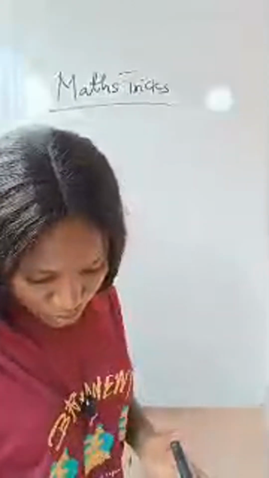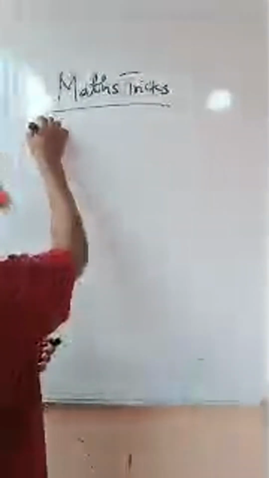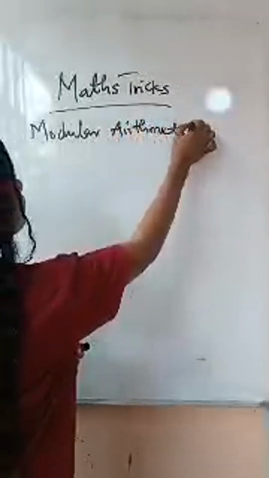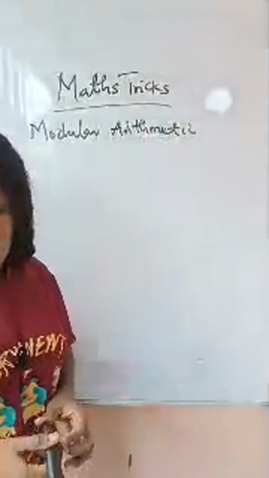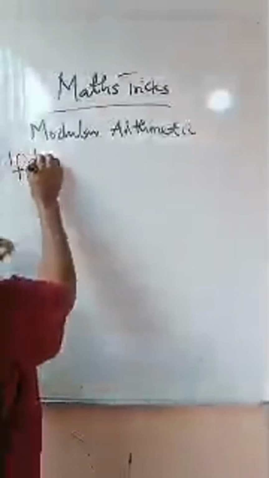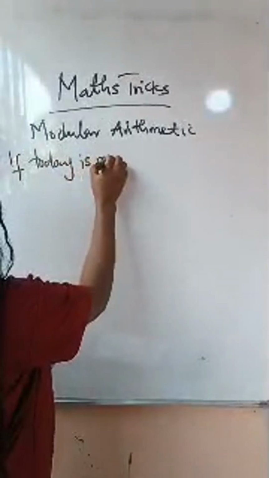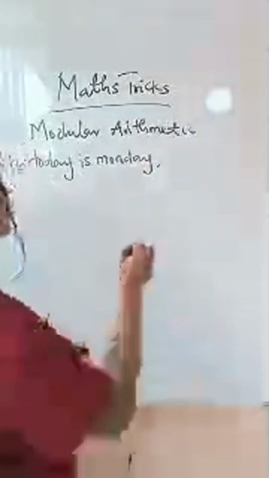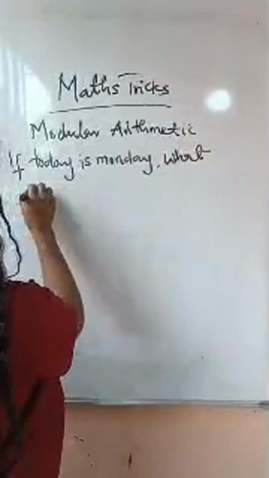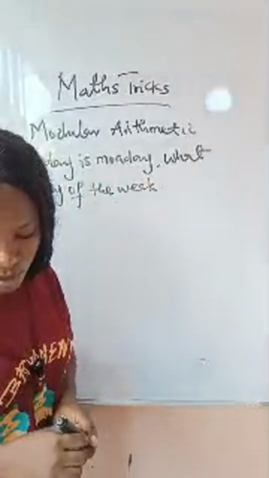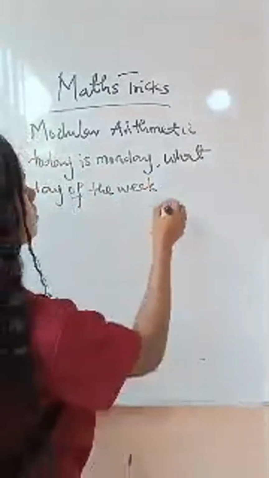What if we have modular arithmetic? If today is Monday, what day of the week will it be in the next 59 days?